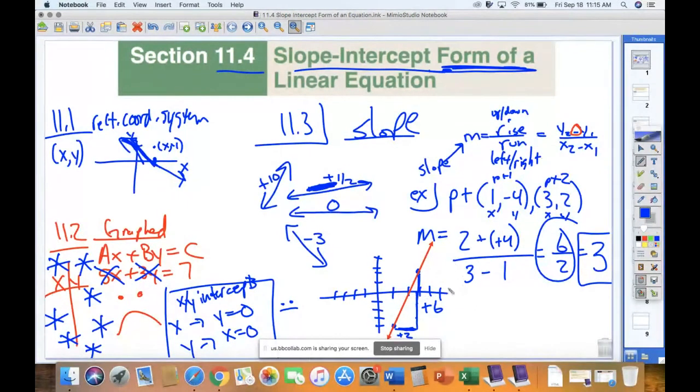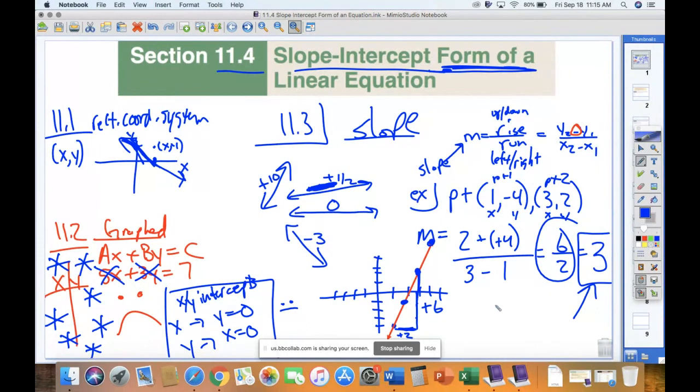And what we can do with this is we can use this slope now to count up 3, 1, 2, 3 over 1. Notice it lands on the line. Up 3, 1, 2, 3 over 1 lands on the line. Up 3, 1, 2, 3 over 1. Notice it lands on the line. All of a sudden, if I know the slope, I can get the shape of the line, the slant of it. Then all I got to know is, where do I set it down?